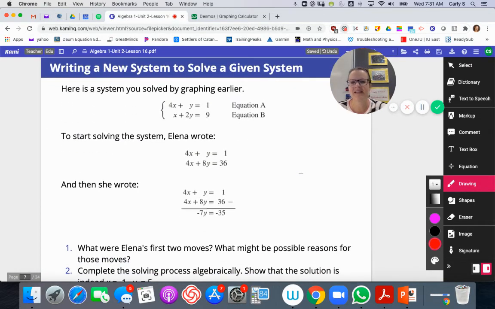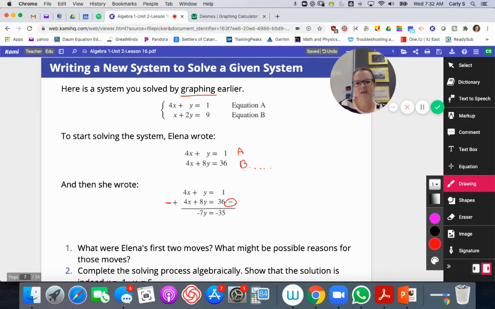All right, so here's another system that we solved by graphing earlier. So we've already solved it by graphing, but remember, we're practicing today how to solve it by elimination. So to start solving the system, Alina wrote everything right over each other, right? Of course, we changed it. So equation A stayed the same. Equation B changed. And then she wrote this. I don't like how they do that, but it's okay.